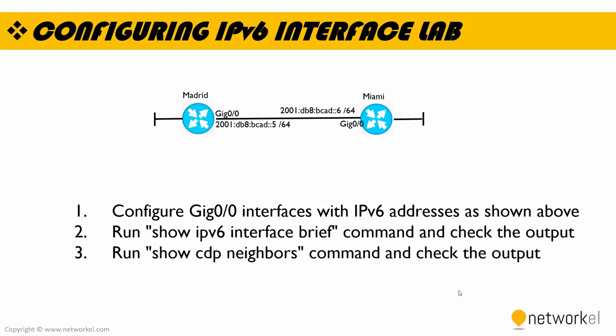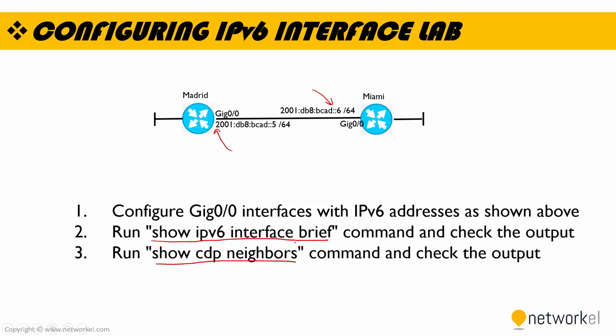In this lab, we will take a look at configuring IPv6 interface. This lab has 3 steps. In the first step, we need to configure Gig00 interfaces with the IPv6 addresses as shown above. This one and this one. In the second step, we need to run the show IPv6 interface brief command and check the output. And in the last step, we need to check the show CDP neighbors command.